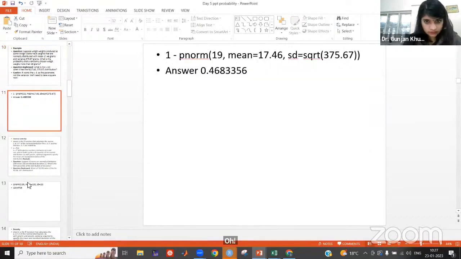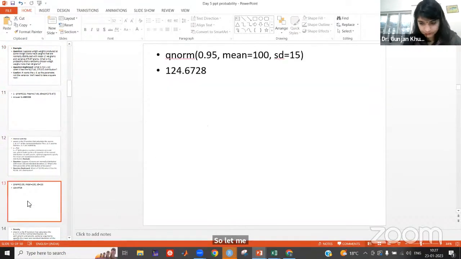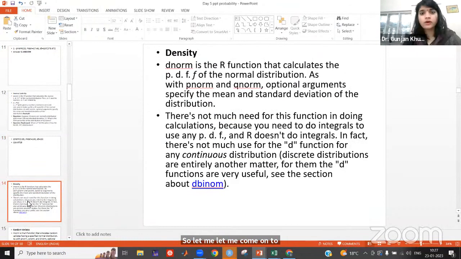Yes, so this I have told you. Now we talk of D-norm. D-norm is the R function that calculates the PDF of the normal distribution. As with P-norm and Q-norm, optional arguments specify the mean and standard deviation of the distribution.